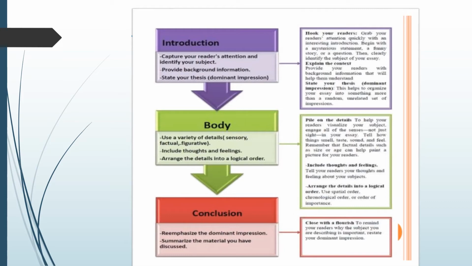In your body, that's where your writing will evolve. You'll use a variety of details that are sensory, that are factual, figurative. You'll include thoughts and feelings. It could be written in the I, it could be written in the he, she. That's totally up to you. So it could be first person, it could be third person. It's really up to you. And you arrange the details in a logical order for you. But if you want to have fun with the timeline, go ahead.